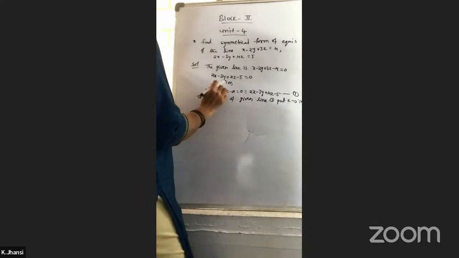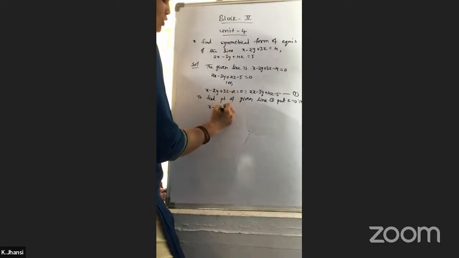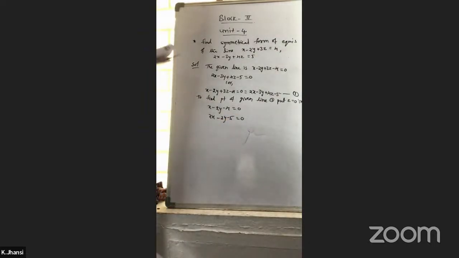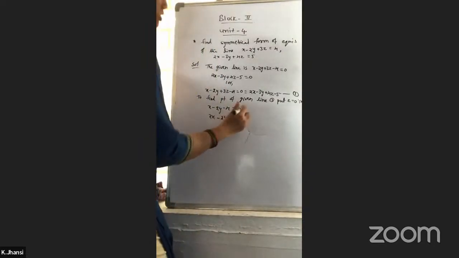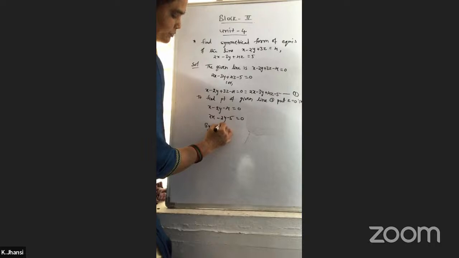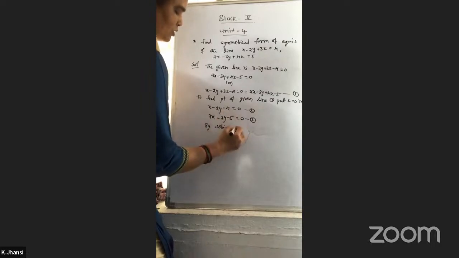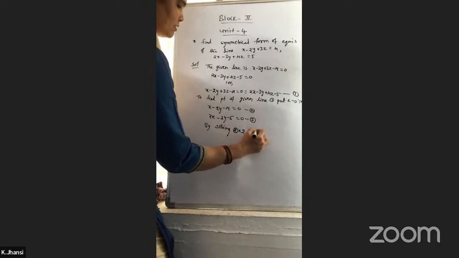So if you put z equals to 0 in this one and this one, you will get x minus 2y, this is 0, so minus 4 equals to 0. And one more is 2x minus 3y, this is 0, so minus 5 equals to 0. Now solving these two equations, here 2x is there, here x is there. So if you cancel one of them, you will get the other value. Multiply equation 2 by 2.